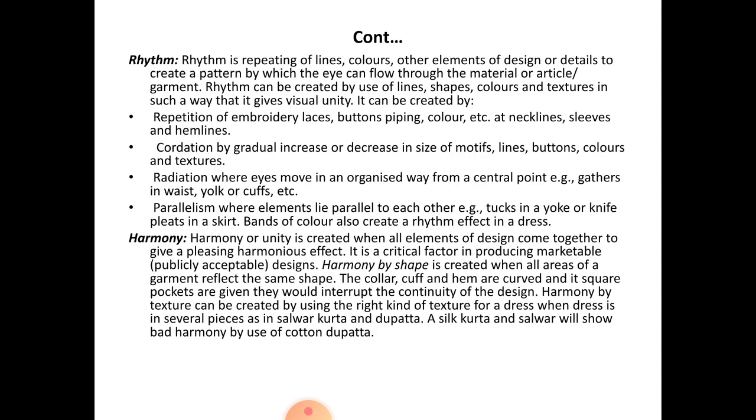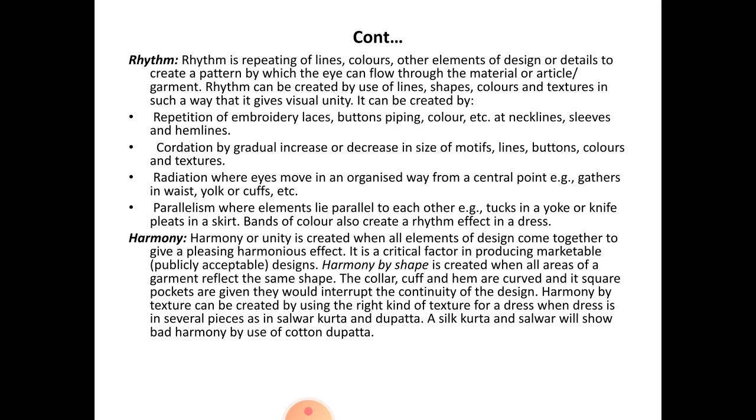Next is rhythm. Rhythm is the repeating of line, color, or other elements of design or details to create a pattern by which the eye can flow through the material or article of garment. Rhythm can be created by use of line, shape, color, and texture in such a way that it gives visual unity. It can be created by repetition of embroidery, laces, button, piping, color, etc., necklines, sleeves, and hemlines. Coordination of gradual increase or decrease in size of motif, line, button, color, and texture.